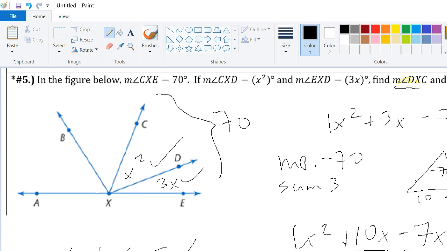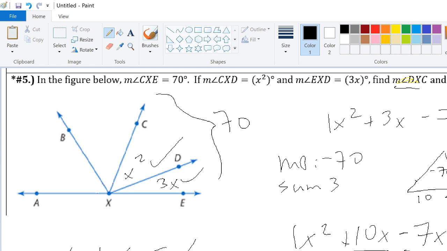All right. So our angle measures must be positive. So when we try to plug in x equal negative 10, it might work. But then when we plug in here for 3x, we'd have 3 times negative 10 is negative 30, and that does not work. So that means we have to get rid of x equal negative 10. X equal positive 7 is okay. So we're going to use x equals 7. We're going to plug into the angles that we need for DXC and DXE.